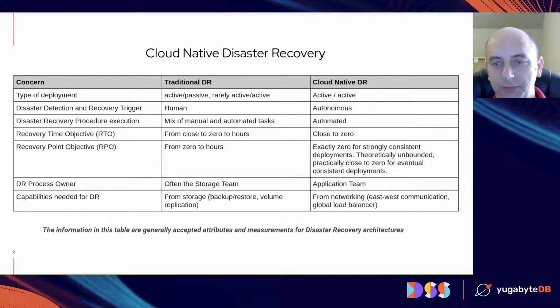For cloud native DR, what we noticed actually building these architectures in practice was that the capability that we needed comes from networking. And in particular, it's east-west communication between our data centers or within our cloud regions. And we needed a global load balancer to direct the traffic to the healthy locations. Okay, so this should give you an idea of what we mean by cloud native disaster recovery and what the difference is.